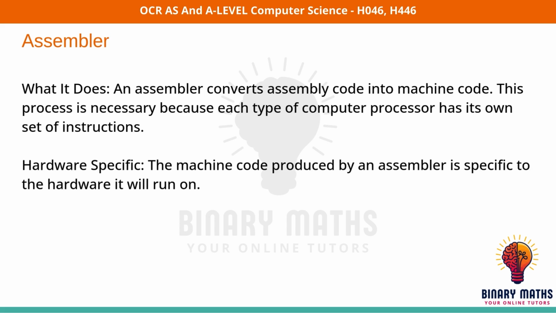Now let's discuss what an assembler does. Assemblers are essential tools that convert the more readable assembly code into the binary machine code that a computer's processor can execute. This translation is specific to the hardware, ensuring that the instructions are compatible with the processor.